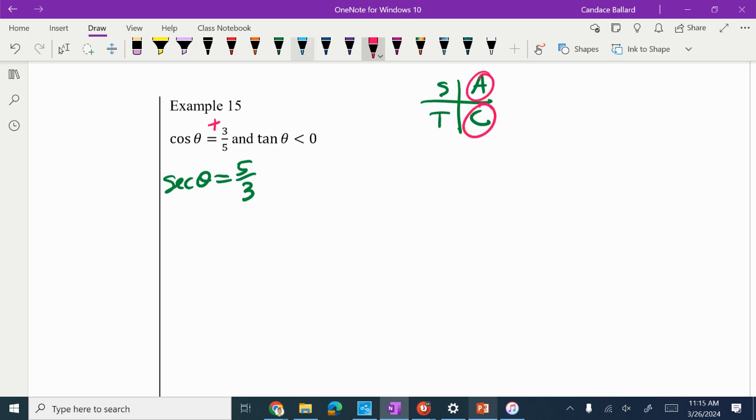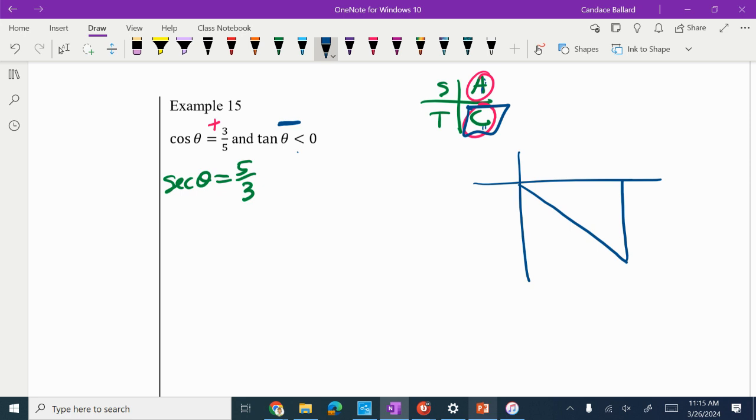Okay. All right, then we're looking at tangent. What's less than 0 mean? Negative. Okay, so out of these two quadrants, which one is tangent negative in? 4. So I know I have to draw a quadrant 4 triangle. Okay, and then I'm going to put my opposite, my adjacent, my hypotenuse.